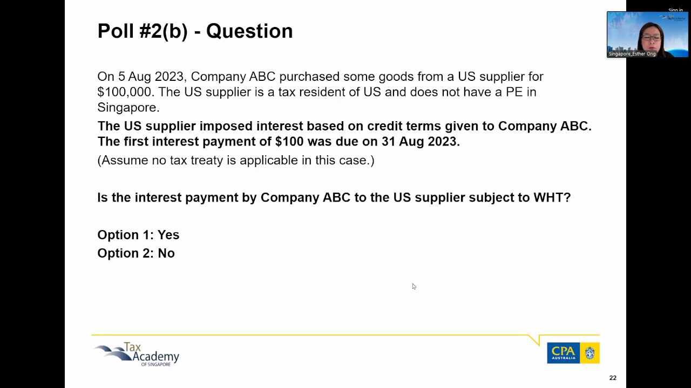And either of the two conditions in section 12.6A is met. So in this case, the interest payment is borne directly by Singapore tax resident company ABC. So the answer should be yes, withholding tax is applicable.